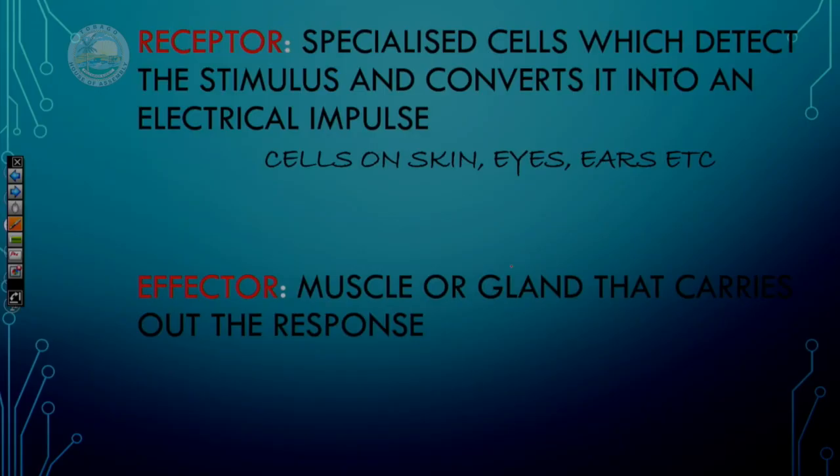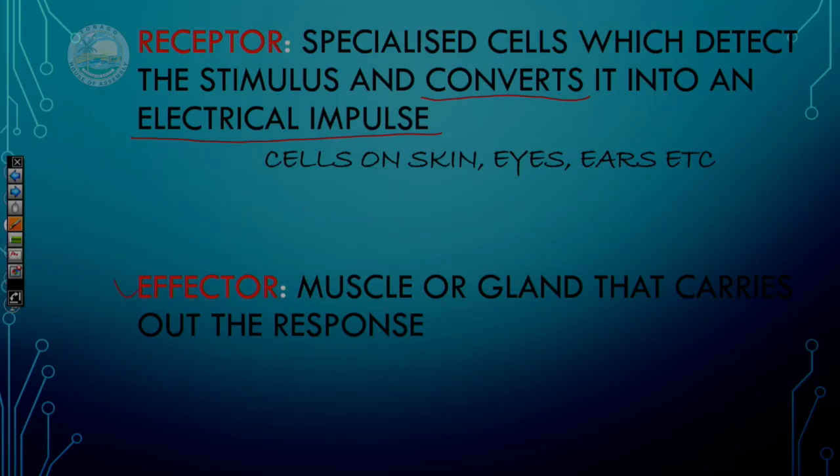Some other terms that you must know is receptor. Your receptors are the specialized cells which detect the stimulus and convert that stimulus into an electrical impulse. So for example, you would have specialized cells on your skin, in your eyes, your ears, so mostly your sense organs, and within your body as well. So these cells are going to detect any changes in the environment. And then you must remember, they would convert that stimulus into an electrical impulse.